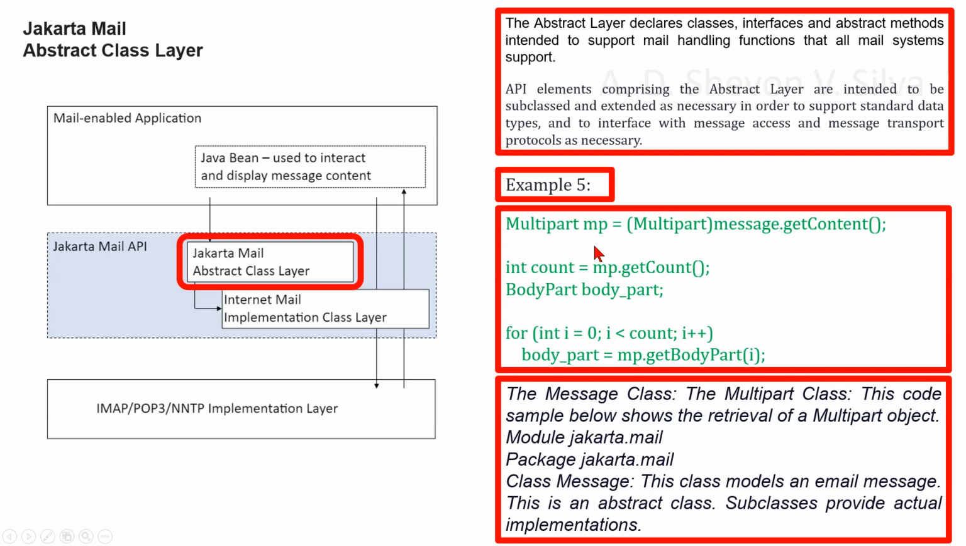The class Multipart in package jakarta.mail in module jakarta.mail. Multipart is a container that holds multiple body parts. Multipart provides methods to retrieve and set its subparts. And this code sample shows the retrieval of a Multipart object.